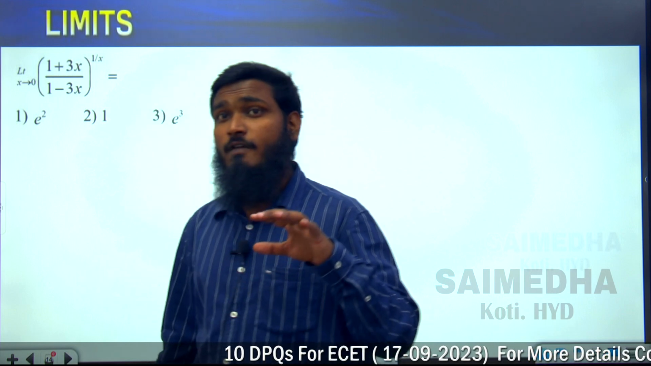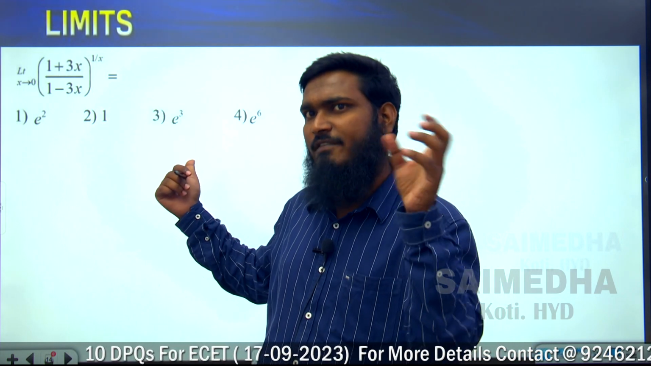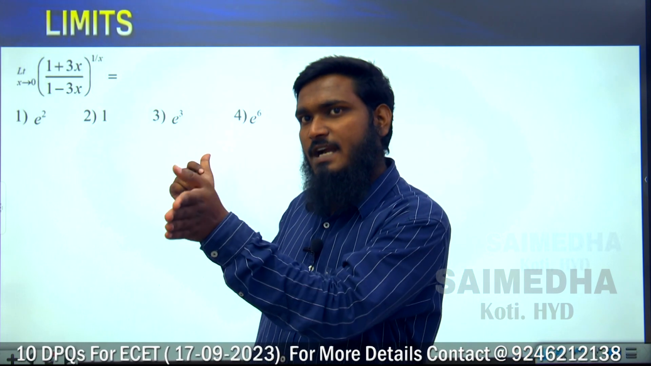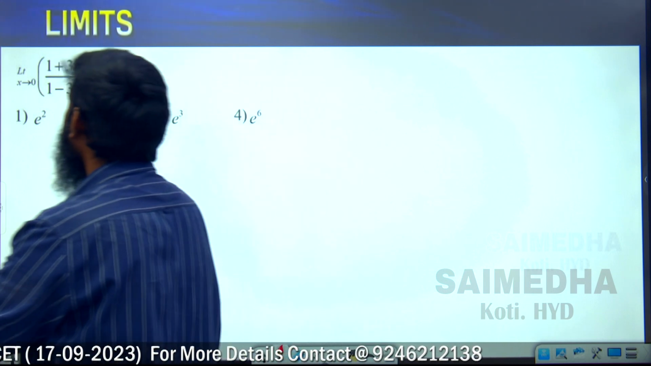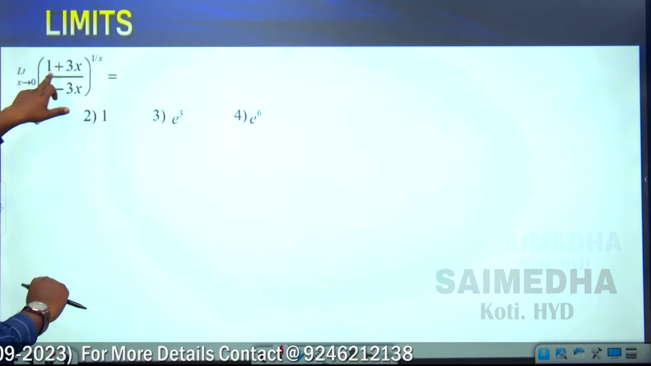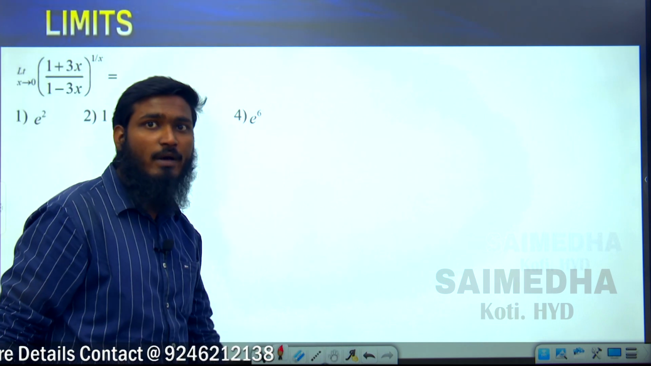I am telling this because we started from the basic questions. If you directly see this video, you will have some confusion, so first start from the basics, then go to the advanced questions. Now let us see the next question: limit x tends to 0, (1 plus 3x divided by 1 minus 3x) whole power 1 by x.